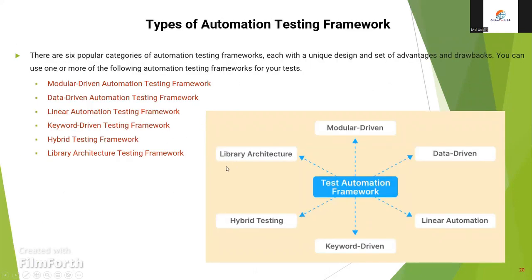So basically, there are 6 types of automation framework: modular, library, hybrid, keyword, linear, and data-driven. But 4 of them are mostly used. Out of that, data-driven and hybrid are used the most. The data-driven is the most popular one because in that way you can keep the data in an Excel sheet or a CSV file, and you could drive that data to the automation script and run the script.